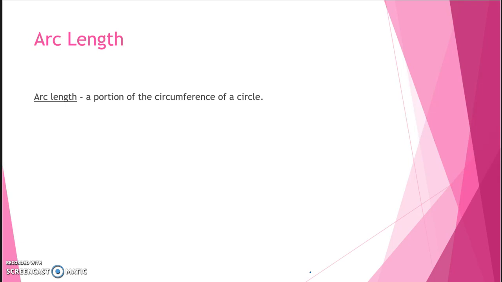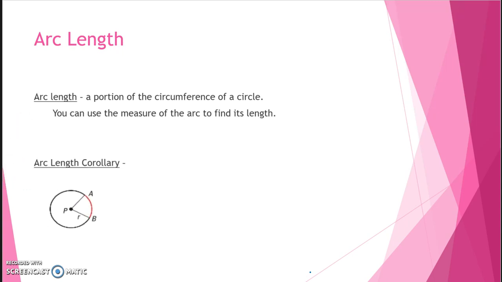so yards, feet, etc. But we have to use that measure, the measure in degrees of the arc, to help find the arc length. We're going to go through a couple of these. We have our arc length corollary, and this is the picture that we're going to compare our corollary to. Your corollary is essentially a formula. More specifically, it's going to be a proportion.